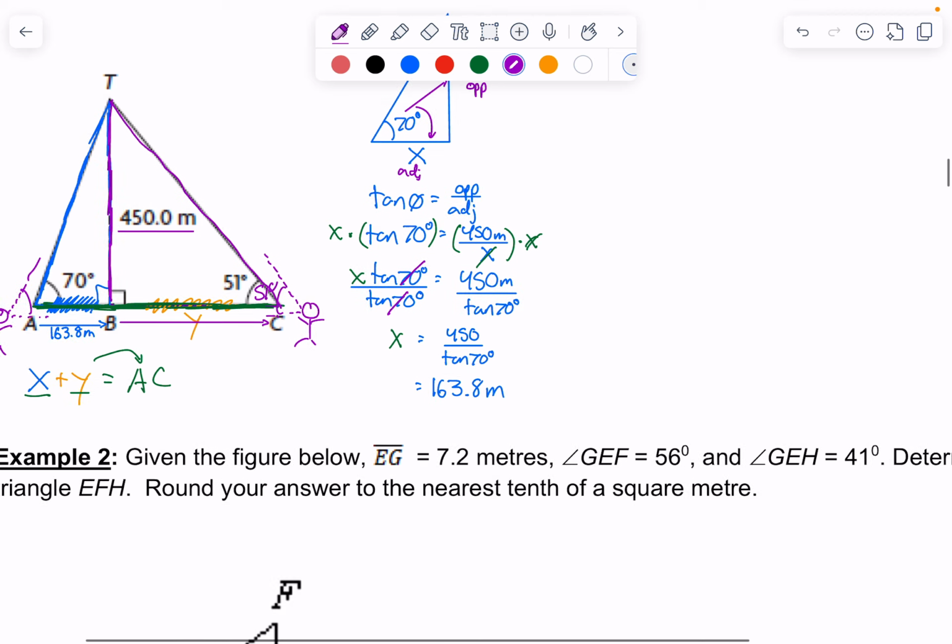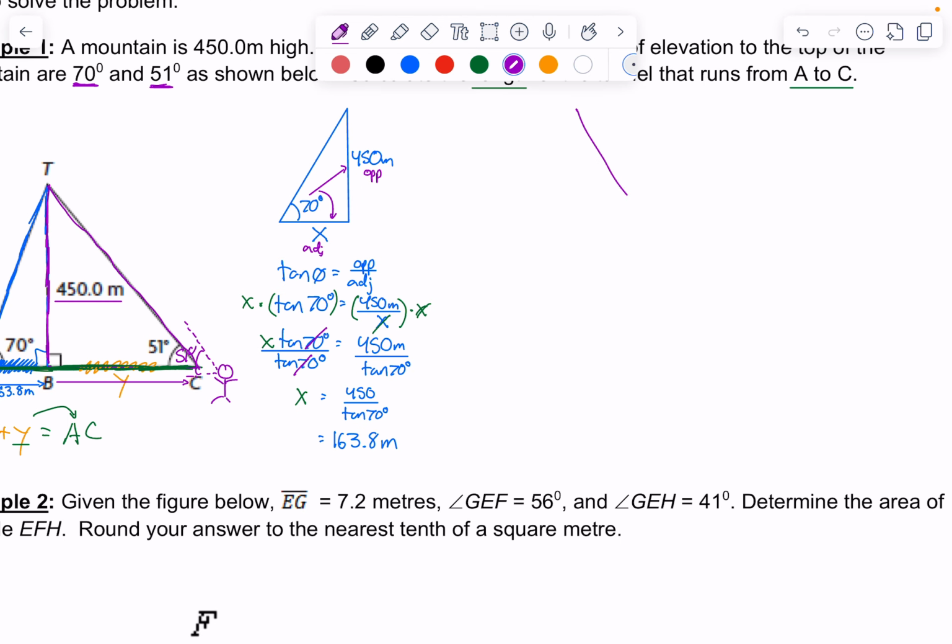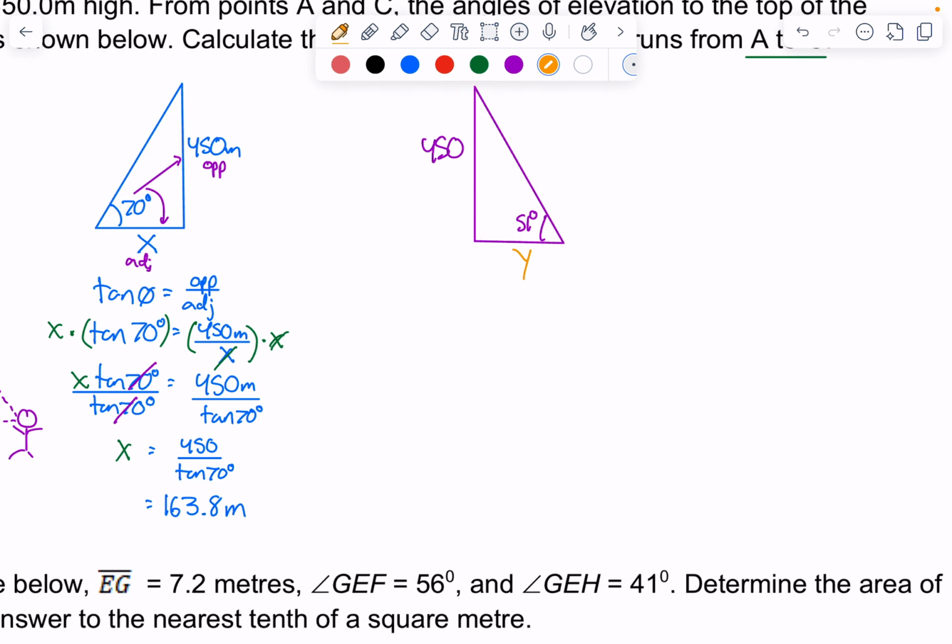So let's draw out that second triangle. The second triangle is like this, where we have it facing this way. I'll connect those. And this is 450. Right here is 51 degrees, and we are looking for this y. So what do we have? What are we looking for? Well, we have an angle. We have the side length that is opposite once again, and we are looking for the side length that is adjacent. So just like the last problem, use the tan ratio.